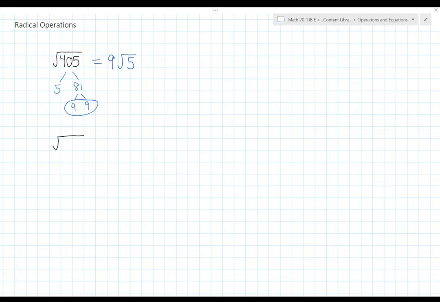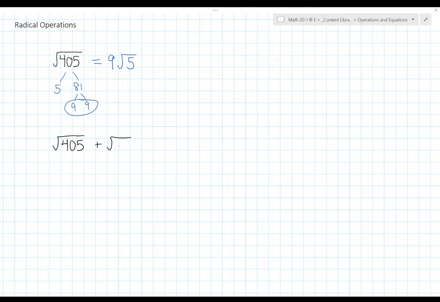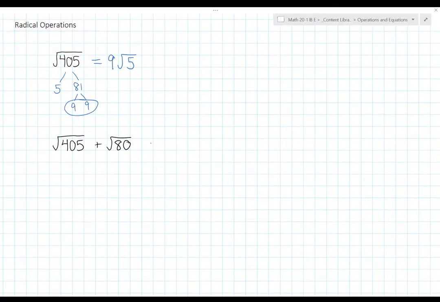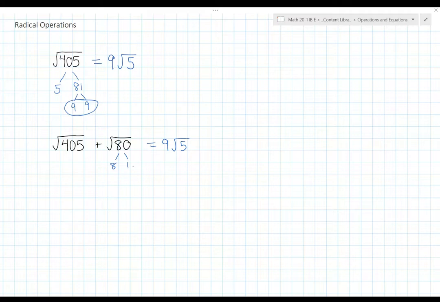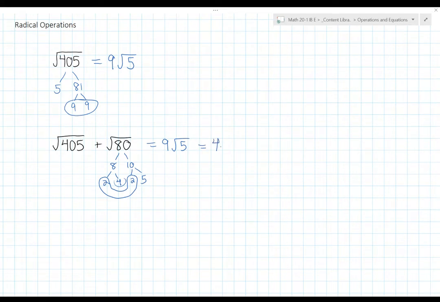So slightly more complicated, if I have something like the square root of 405 plus the square root of 80, I look at each of these individually. Now I already know that the square root of 405 is 9 root 5. But for 80, well, that one's 8 times 10. 8 is 2 times 4. 4 is a perfect square, so I can stop there. And then I have 2 times 5. Ooh, I have two 2's and I have the 4. So that's basically like saying I have a 16 in there. Square root of 16 is 4 root 5.